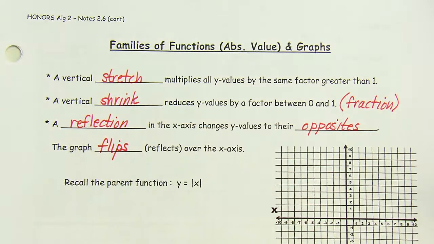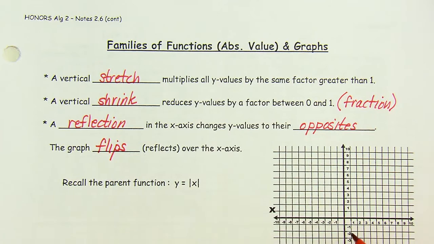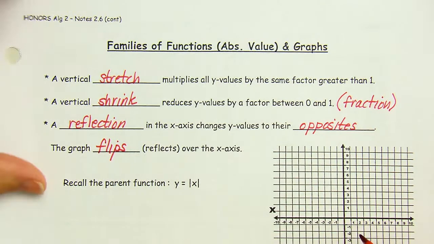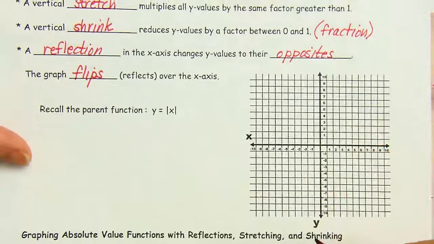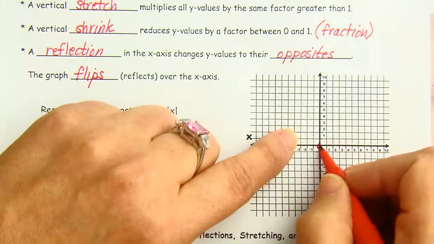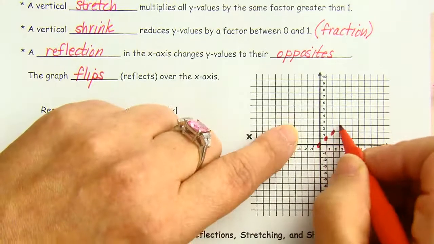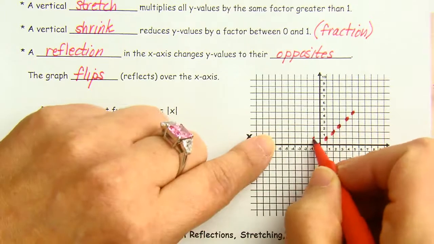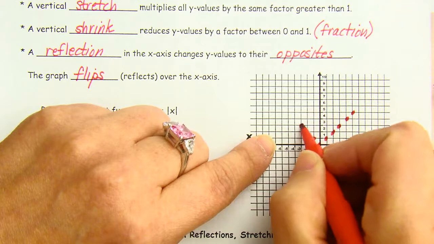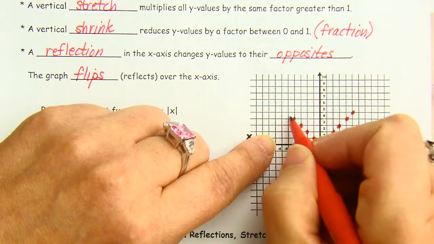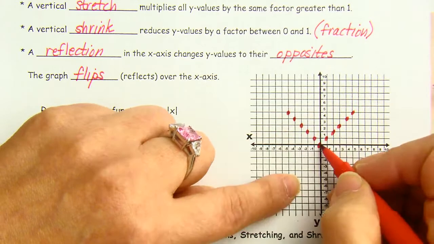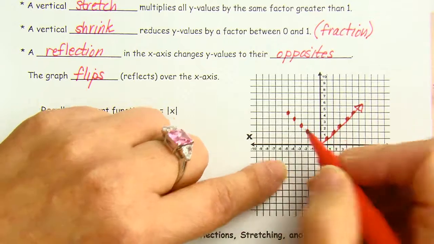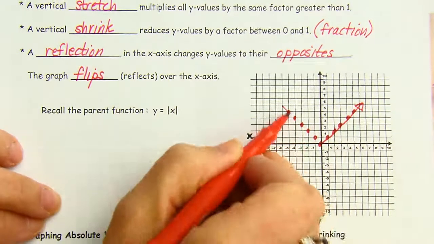Recall the parent function, y equals the absolute value of x. So this, you should be able to graph quite easily without having to think of the points, because it's 0, 0, 1, 1, 2, 2, 3, 3. It's the points on the diagonal. And then, of course, over here, on the negative side of x, the y's will still be positive because the absolute value of any value is always positive. So that's our parent function.